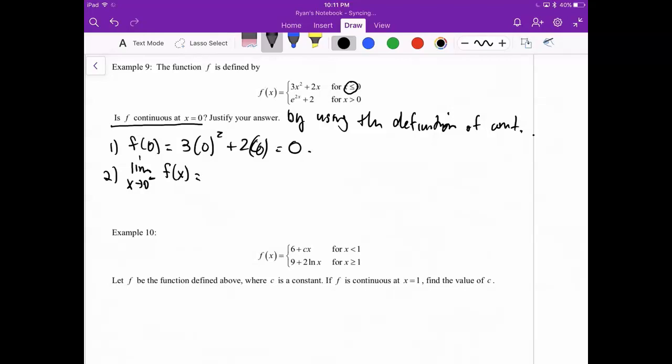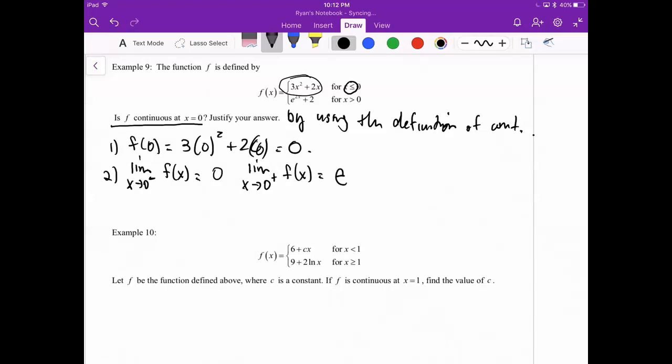Okay, and again, that's me plugging in numbers that are smaller than 0. So that again would be the top branch right here, the 3x squared plus 2x. We just calculated that, and it was equal to 0. The next thing is we want to figure out the limit from the other side of 0, as x approaches 0 from the right side. Well, that's going to be the second piece, the e to the 2x plus 2.